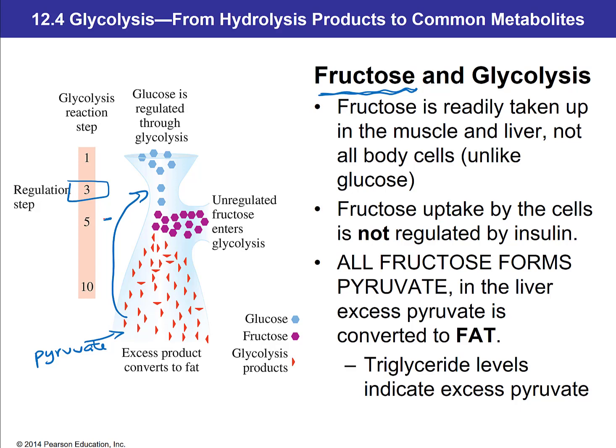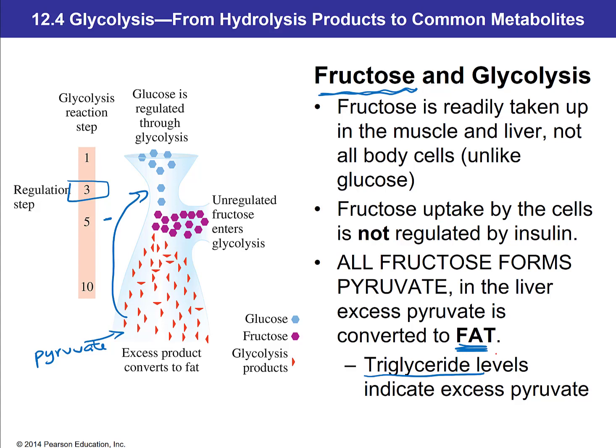What about fructose? When fructose comes into glycolysis, it enters glycolysis at step 5. So that means it enters glycolysis past the regulation step. So if lots of fructose comes into the cell, it'll automatically get converted to pyruvate. And you can have large amounts of pyruvate build up in the cell, and the cell can't handle that. So what the cell does is it converts it to fat.